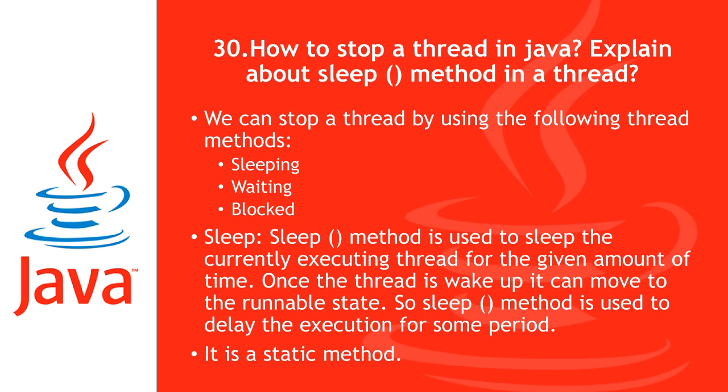How to stop a thread in Java. Explain about the sleep method in a thread. We can stop a thread by using the following thread methods: sleeping, waiting, blocking. The sleep method is used to sleep the currently executing thread for the given amount of time. Once the thread wakes up, it can move to the runnable state. So the sleep method is used to delay the execution for some period. It is a static method.